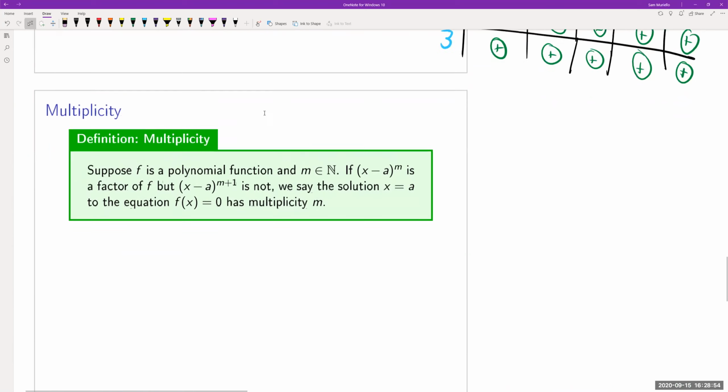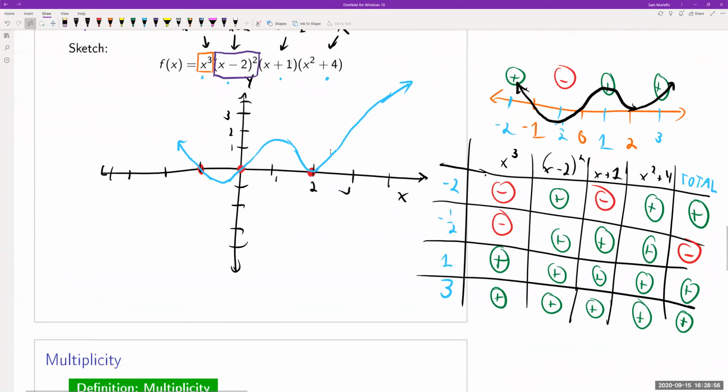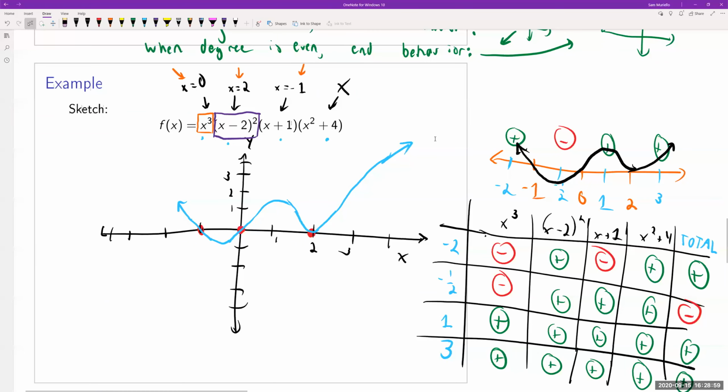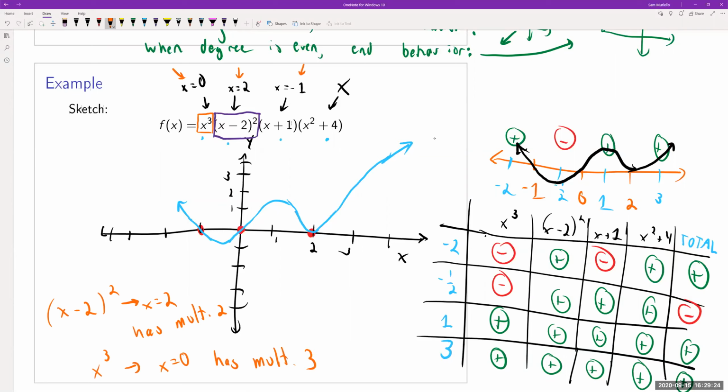Let's take an example of multiplicity looking at the function in the previous answer. In this case, x minus 2 is squared, so I would say x equals 2 has multiplicity of 2. X cubed has a power of 3, so x equals 0 has multiplicity of 3. You can have multiplicity for the solution as well as for the factor, but typically we care about it more for the solution.